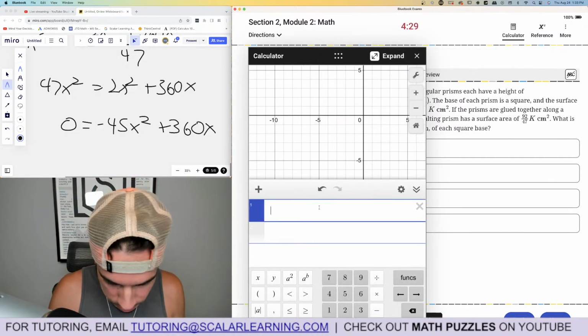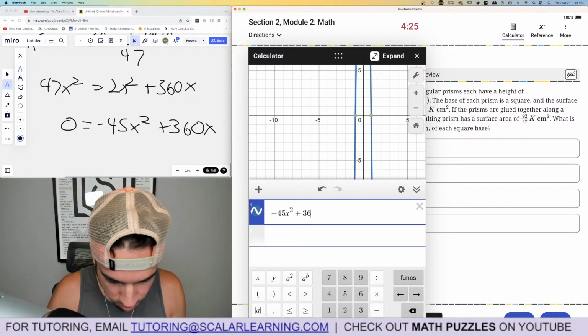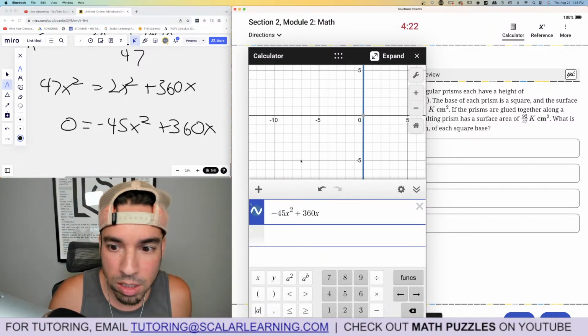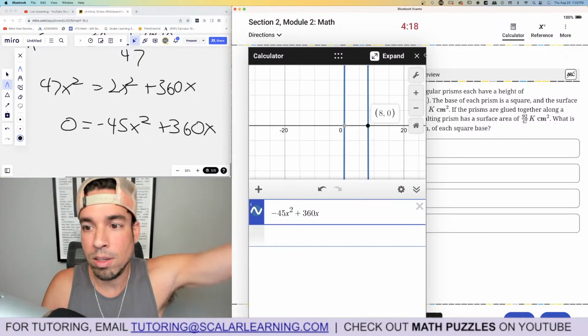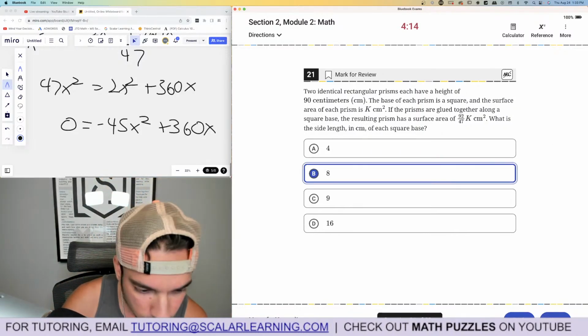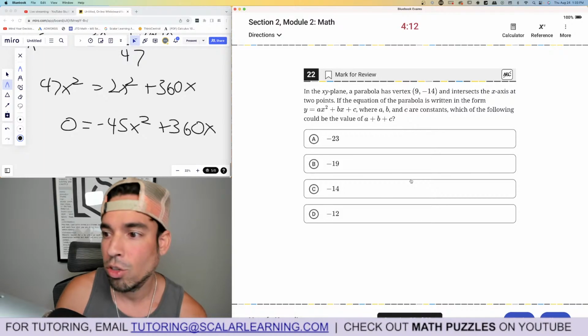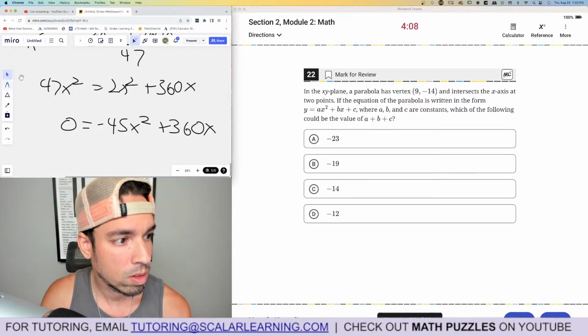Okay, negative 45x squared plus 360x, and we need to know when this is going to equal 0. Obviously there and there. We got it. It's 8. Wait, did they have an answer of 8? Yes. Okay, wow, that was a really tough one. Okay, 22. Here we go. Last one. 4 minutes. Oh my God.